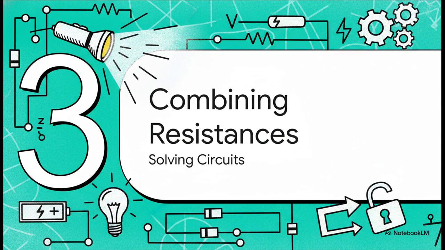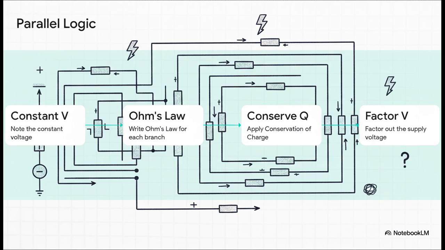Let's see how these foundational laws build into real problem solving by deriving the rules for combining resistances. So imagine you're taking a path through a complex parallel circuit. It probably looks pretty intimidating, right? But actually, scratch that. We can solve for the total resistance completely logically by following 4 simple steps. And the best part is, it all stems directly from what we've already learned.